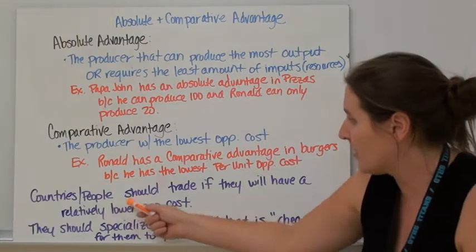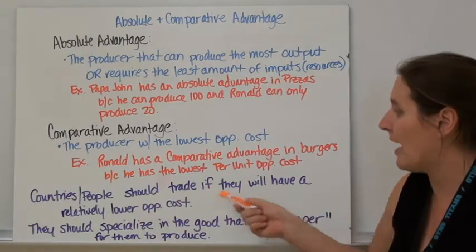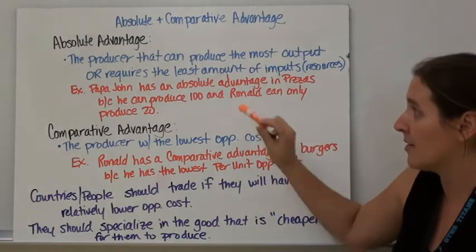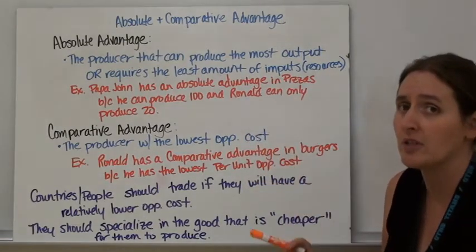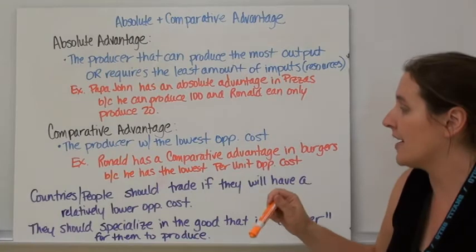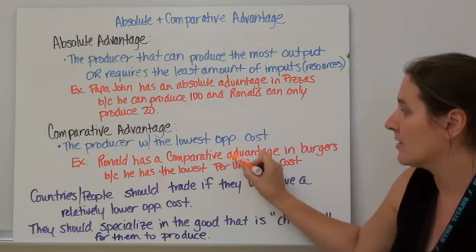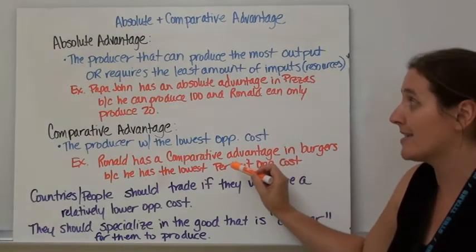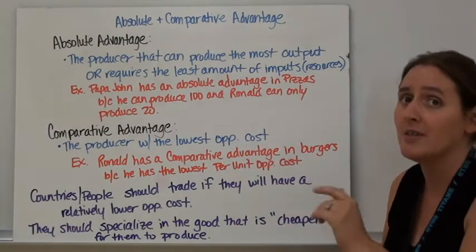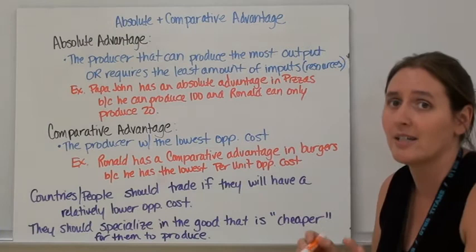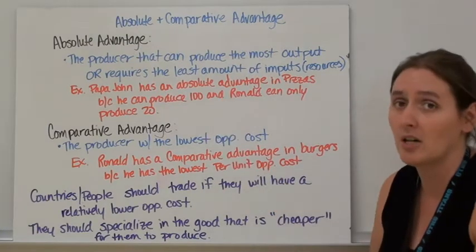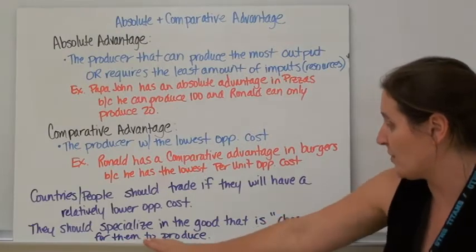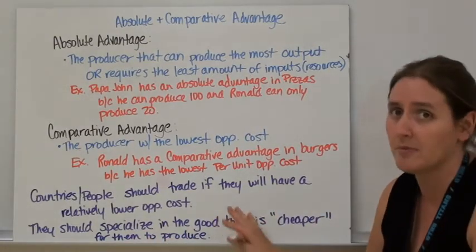Okay? Countries and people should trade if they will have a relatively lower opportunity cost. Ronald and Papa John should trade their burgers and their pizza because for Ronald, it costs him more to make those pizzas than it does for Papa John, so he needs to be trading the pizzas with Papa John so he doesn't have to spend time making those, because Papa John can make it faster, at a lower opportunity cost. All right, they should specialize in the good that is cheaper for them to produce.